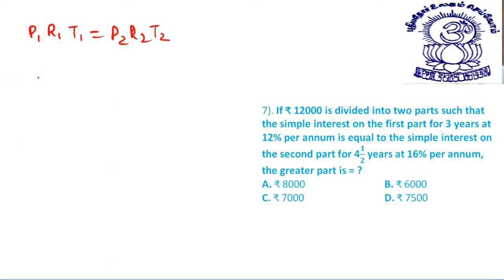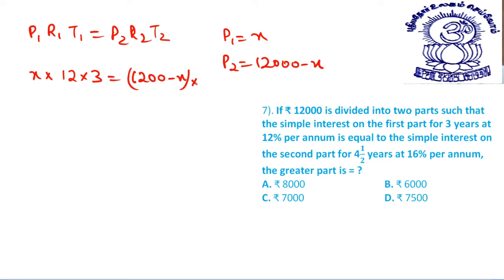Let's say the two parts are: the part P1 is X and the part P2 is 12,000 minus X. So that way X into 3 years at 12% per annum is equal to 12,000 minus X into 4.5 years at 16% per annum. Okay. So that way we get X into 36 is equal to 12,000 minus X into 4 into 16 is 64, half into 16 is 8, 64 and 8 is 72.